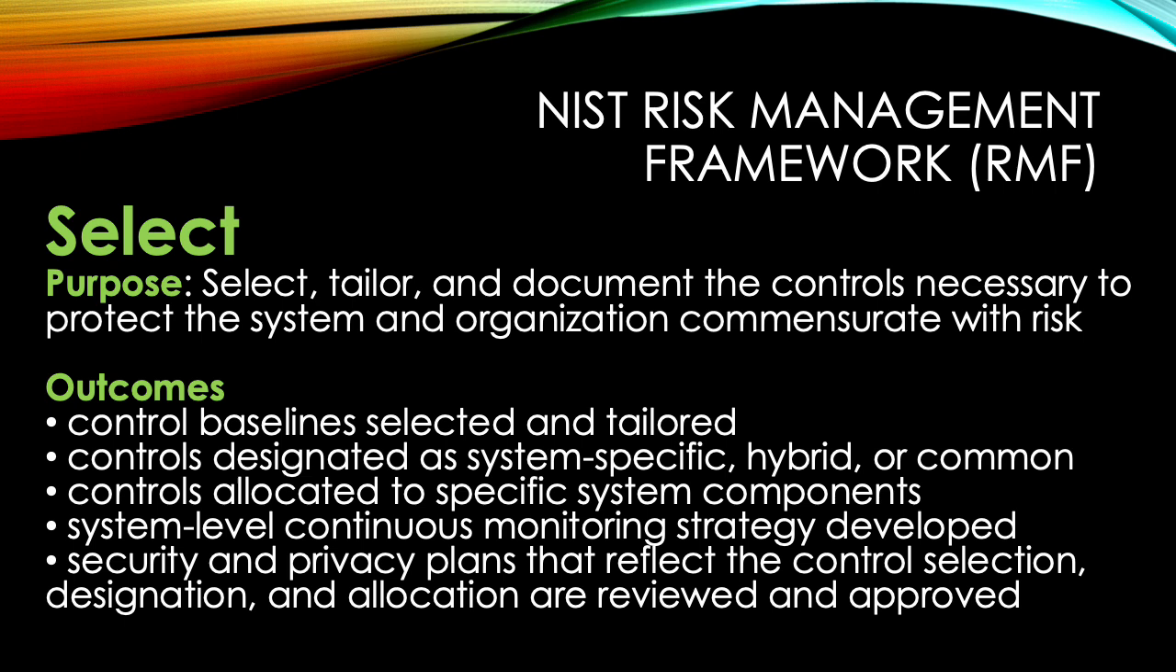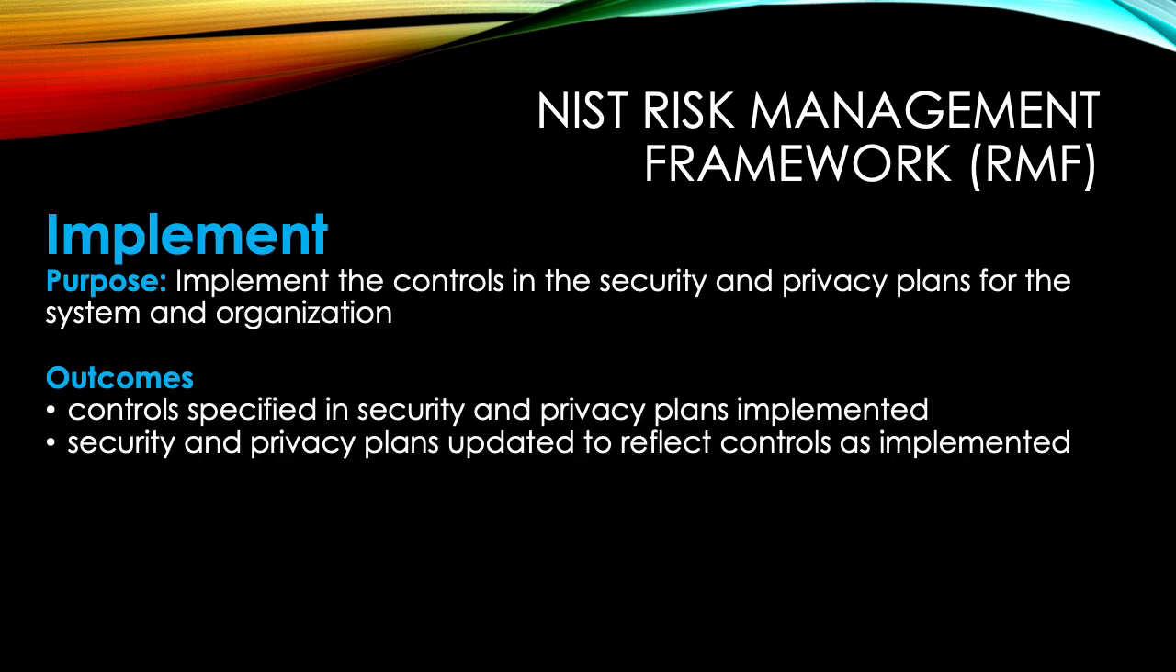Then, of course, you have to do a system-level continuous monitoring strategy that you have to develop, and then come up with selecting the right security and privacy plans. Next comes implementing it. You're implementing the controls now in the security and privacy plans across the whole systems, all the systems and all the organization. What are the outcomes? You're trying to specify exactly what controls have been implemented for security and privacy plans. Update the security and privacy plans periodically to reflect the controls as you've implemented them.